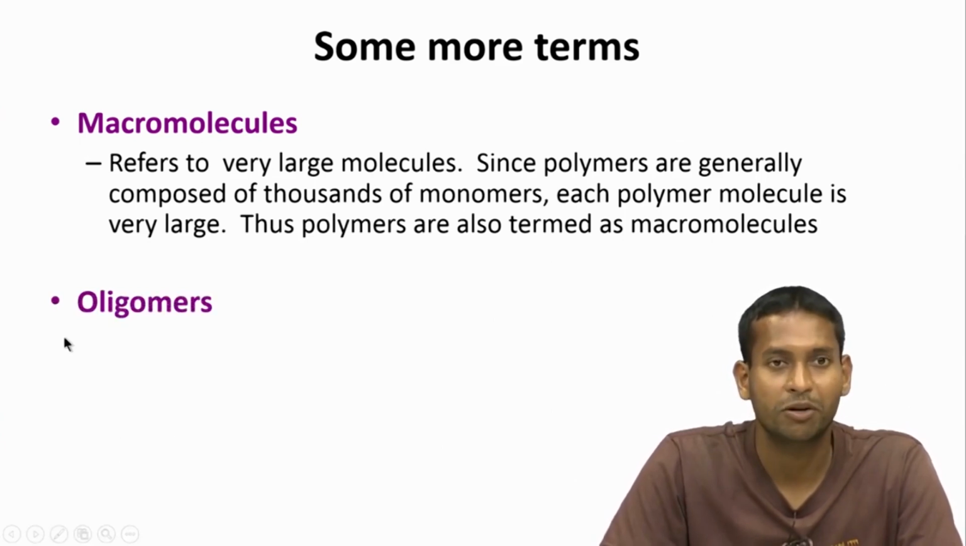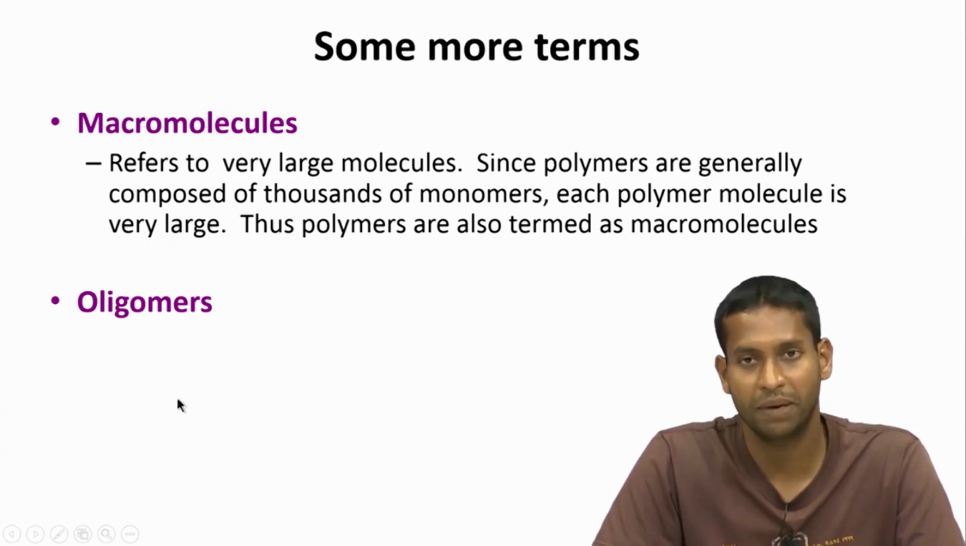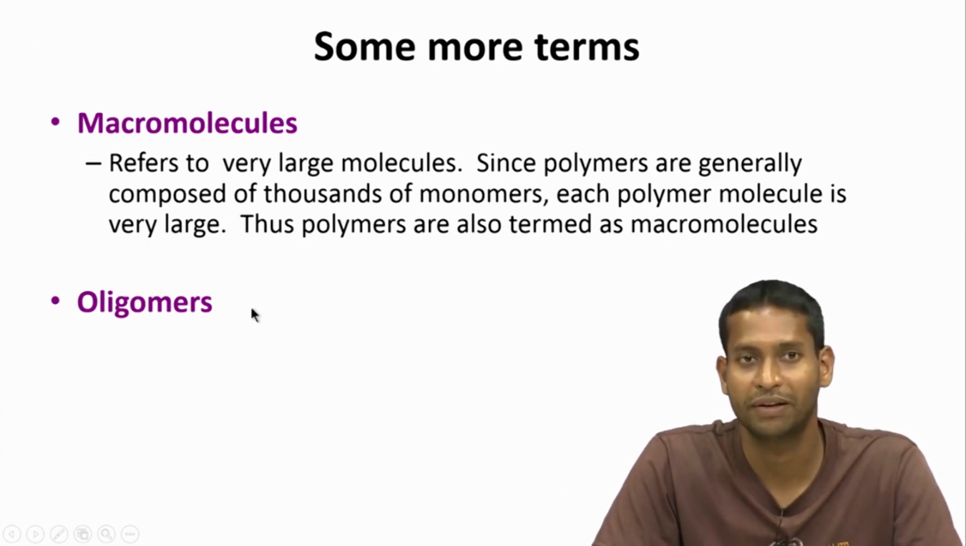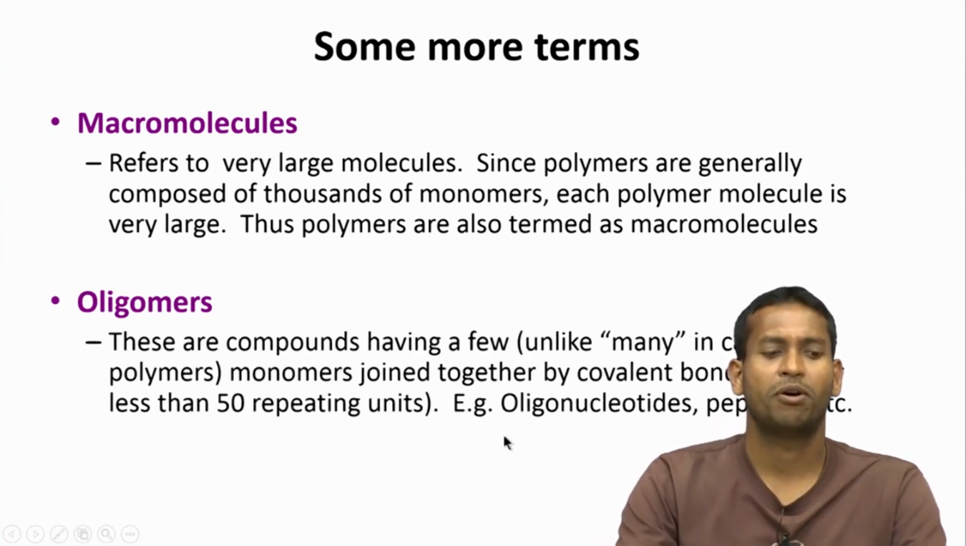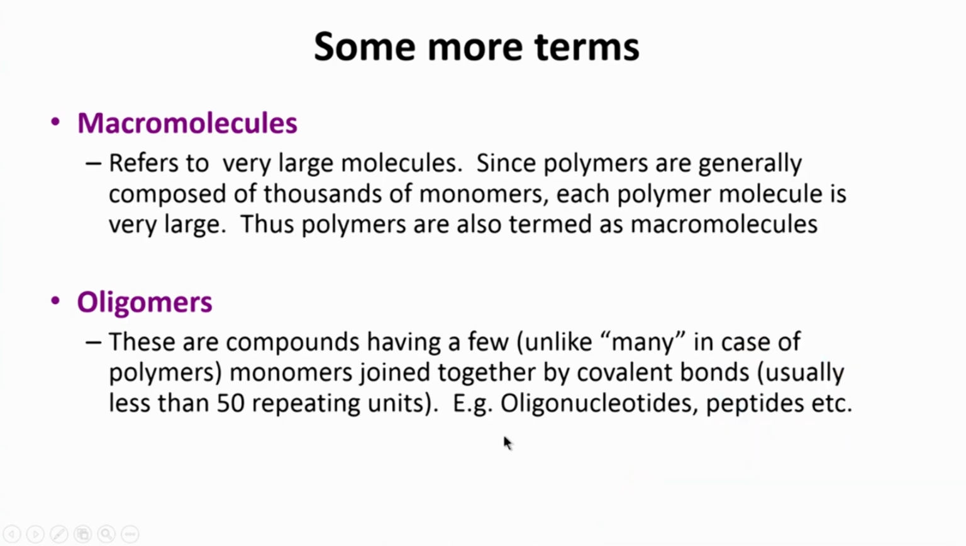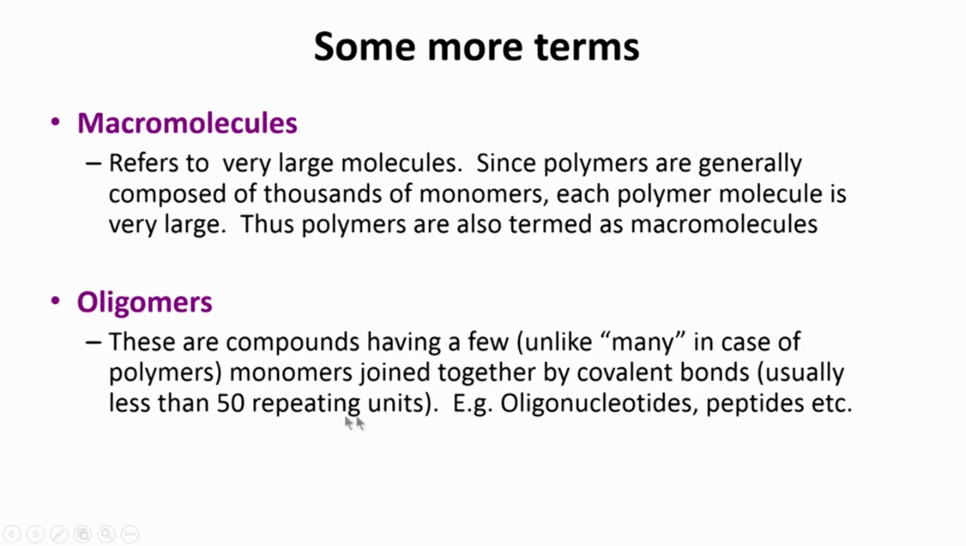Sometimes people use the term oligomers, and these are still polymers, but they are not as big as the polymers we normally talk about in terms of DNA and protein. These are compounds having very few monomers joined together by covalent bonds. Typically it is used for less than 50 repeating units, but this is again not a consensus term. Sometimes you will see people talk about other units as well, 20 units or even 100 units as oligomers. Small peptides and small oligonucleotides are termed as oligomers.